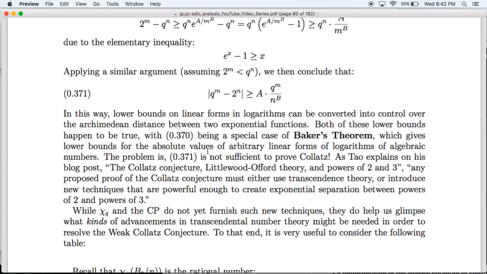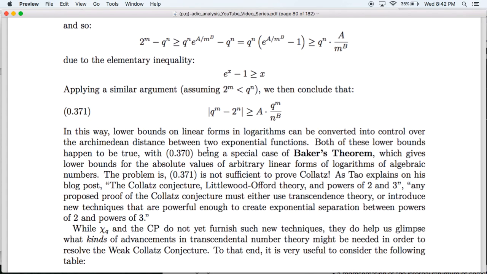While chi-q and the correspondence principle do not yet furnish such new techniques, they do help us glimpse what kinds of advancements in transcendental number theory might be needed in order to resolve the weak Collatz conjecture. Recall, the weak Collatz conjecture is the assertion that 1, 2, and 4 are the only positive integer periodic points. For T3, this means 1 and 2 are the only positive integer periodic points.